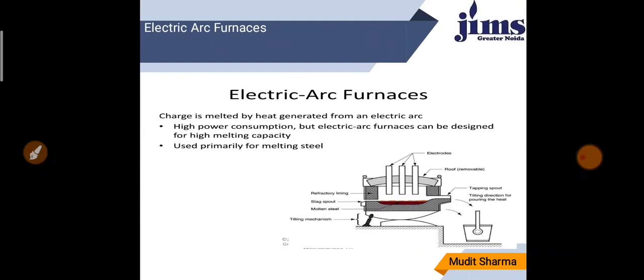Now, next is our electric arc furnace. What is an electric furnace? This is usually used especially where rigid control over the temperature and analysis is required. So it is best for all types of metal and alloy. What is the working principle? The charge is melted by the heat generated from an electric arc. There is high power consumption, but the electric arc furnace can be designed for high melting capacity. It is used primarily for melting steel. There are two types of arc furnace: direct or indirect.